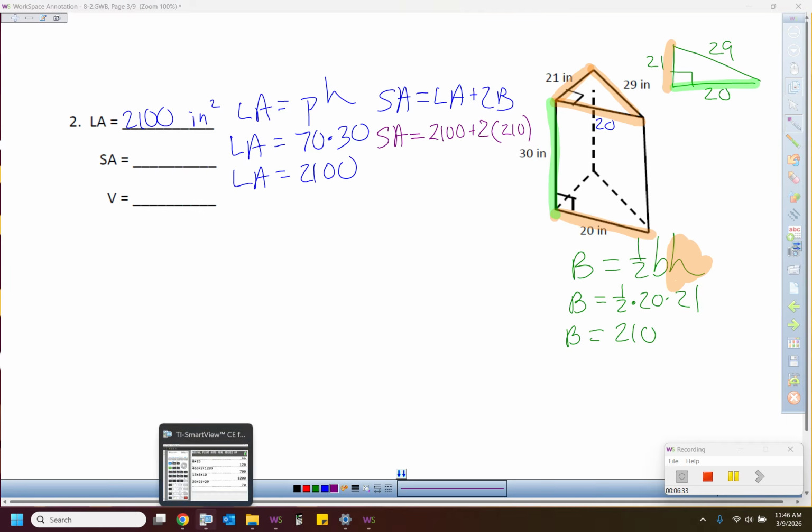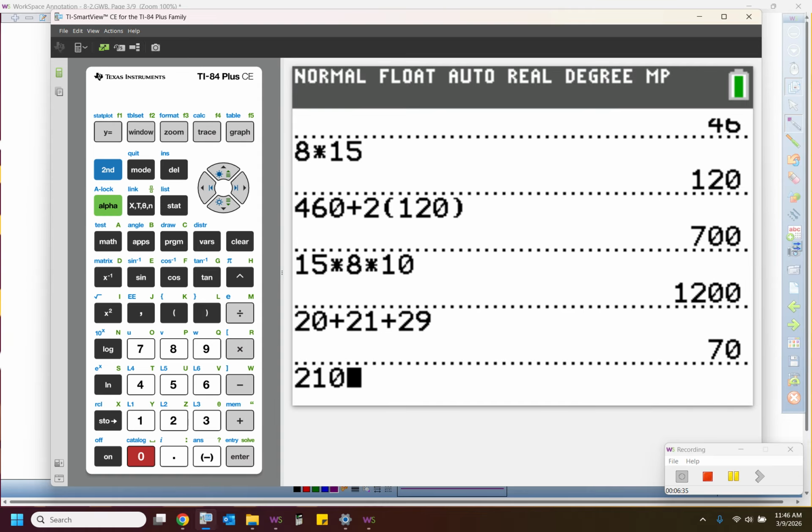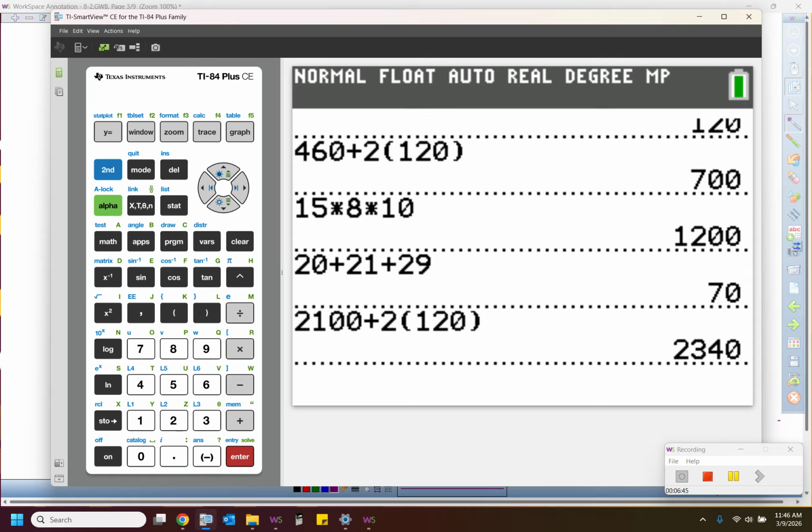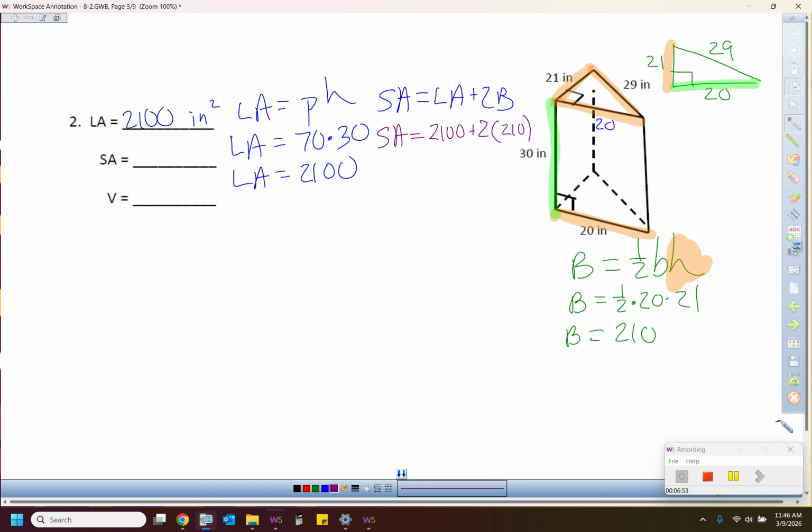So we'll punch that in. 2100 plus 2 times 120. And I got 23, I did that wrong. It's supposed to be 210, so sorry about that. 2100 plus 2 times 210. That would be better, right? So how about 2520 for the surface area? There we go. Put that in. Surface area equals, I don't need the SA equals. Sorry about that, guys.